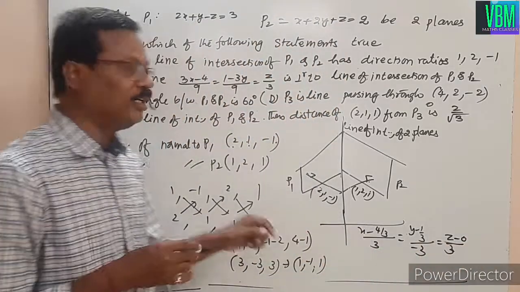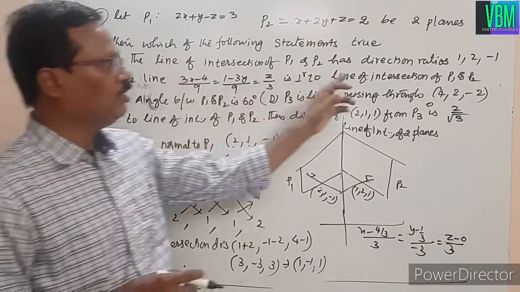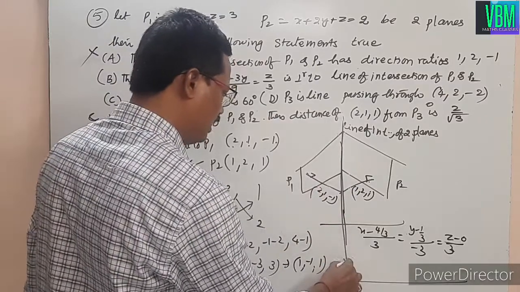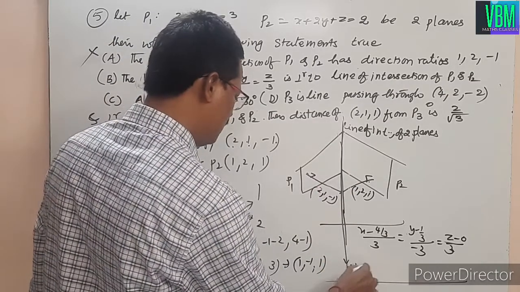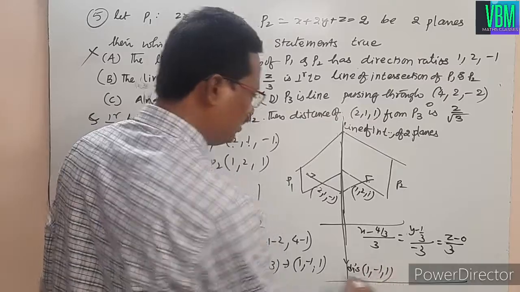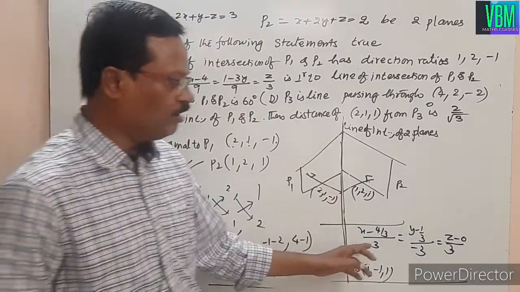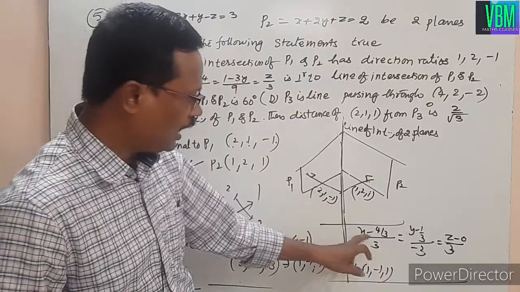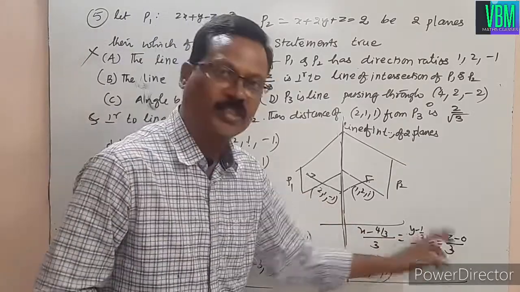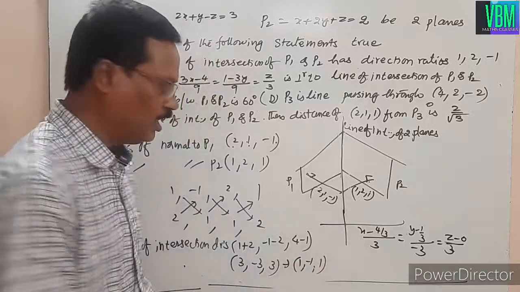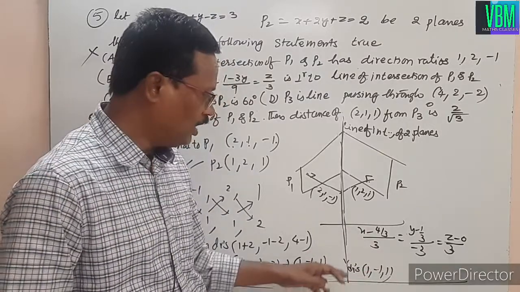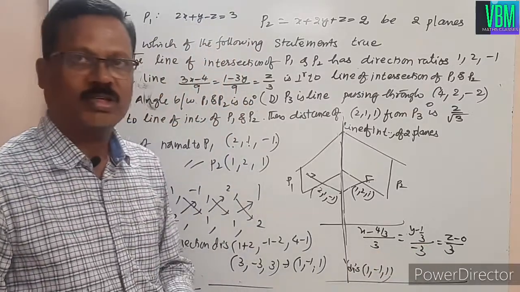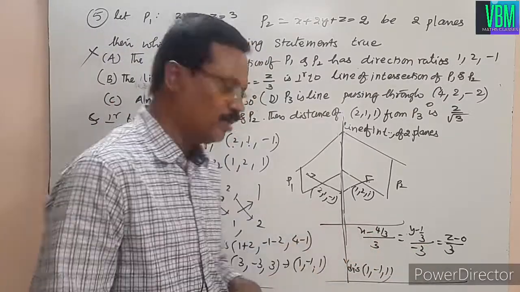Right, what they are telling: is this line perpendicular to the line of intersection? The DRs we got are 1, minus 1, 1. Whether this is perpendicular to this line. If these are perpendicular, the line's DRs are 3, minus 3, 3 and the line of intersection's are 1, minus 1, 1. Is A1 A2 plus B1 B2 plus C1 C2 equal to 0? Not 0. Therefore this is not perpendicular.